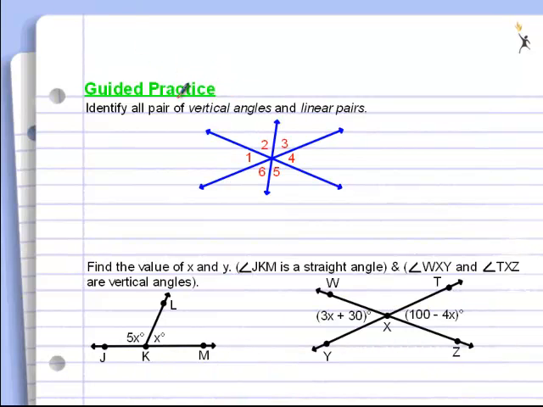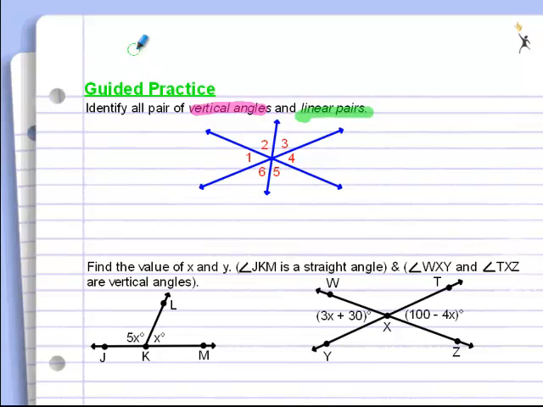Let's look at some guided practice. Identify all pairs of vertical angles and linear pairs. We're going to identify the vertical angles in pink and the linear pairs in green. Vertical angles, angles that are opposite each other. I'm going to give you a hint. There are 3 pairs of vertical angles here.